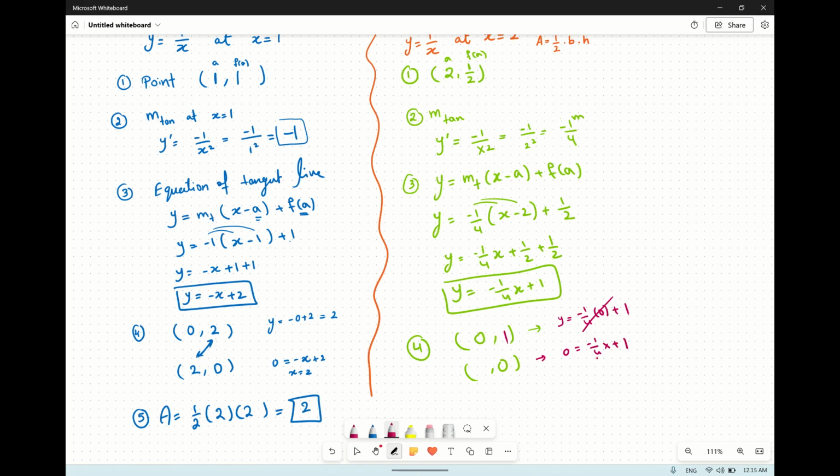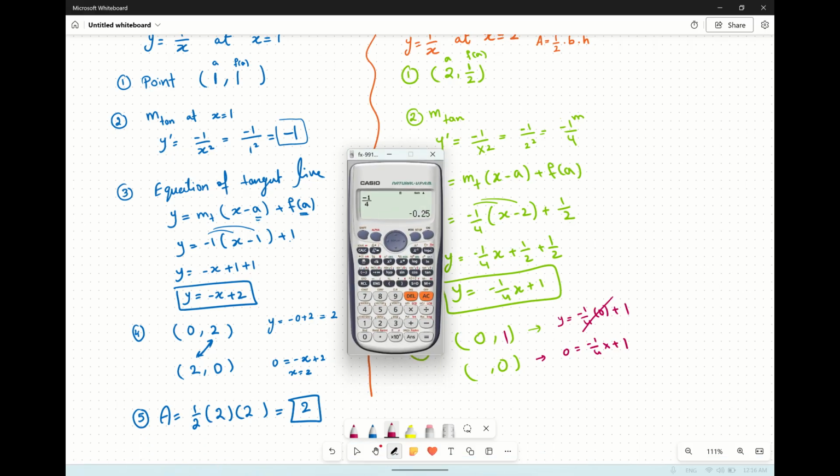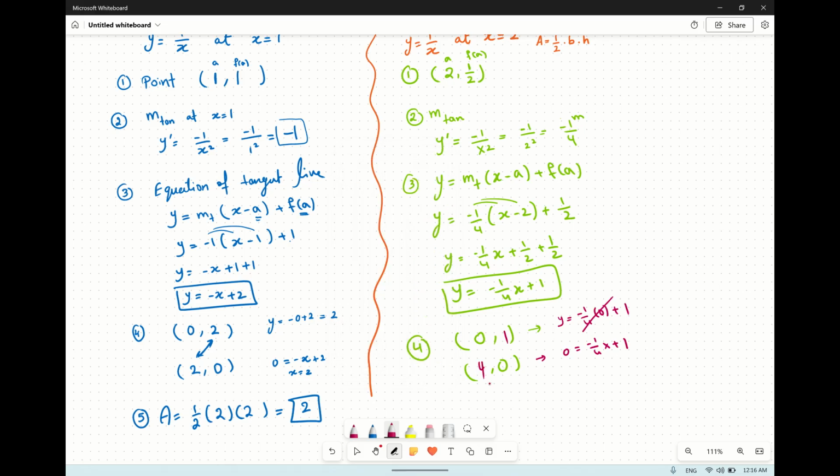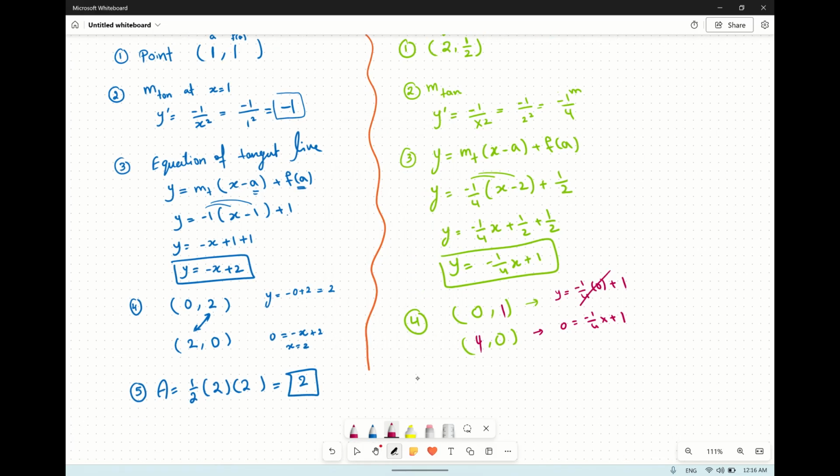Now put y equal 0 and solve for x. If you don't want to solve it yourself, you can use shift solve. So for example, here is the calculator. I will put 0 equal minus 1 over 4 x plus 1. Again, this is very easy to do yourself. And then shift solve for x. So x is 4.